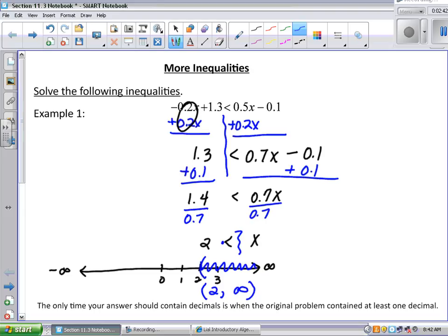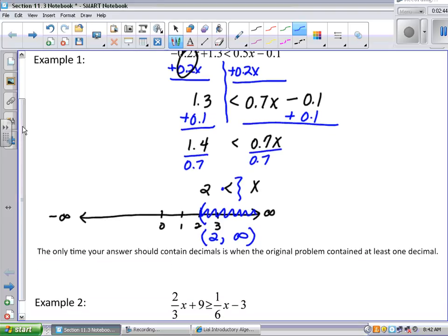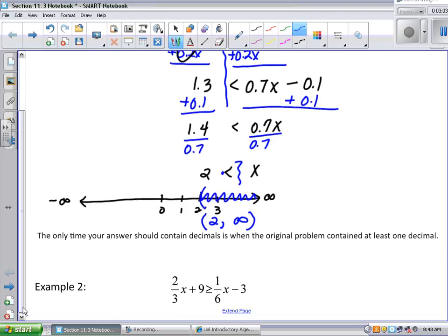Now, the only time that your answer should contain decimals is when the original problem contained at least one decimal. When you're doing the online homework, you will frequently see underneath the answer box, it'll tell you to write your answer as a fraction or an integer. So make sure that if you're typing in a decimal that that type of answer is allowed.